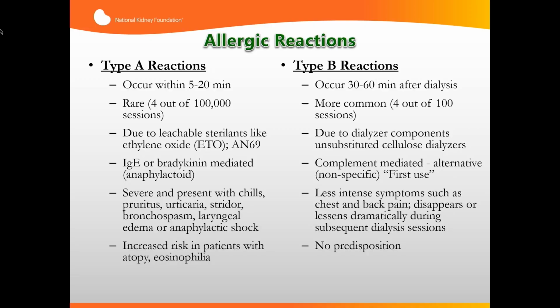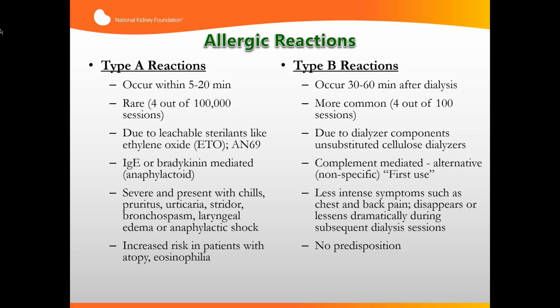The type A reactions are typically due to leachable sterilant, like ethylene oxide, which nowadays dialyzers are not sterilized with. They can also occur with the AN69 membrane, because the AN69 membrane activates Hageman factor, which can also prevent bradykinin breakdown. It's typically an IgE or bradykinin mediated reaction, whereas type B reactions are complement mediated. They use the alternative complement pathway. Many of you may know the first use reactions with any type of new dialyzer, well, that's a type B reaction.